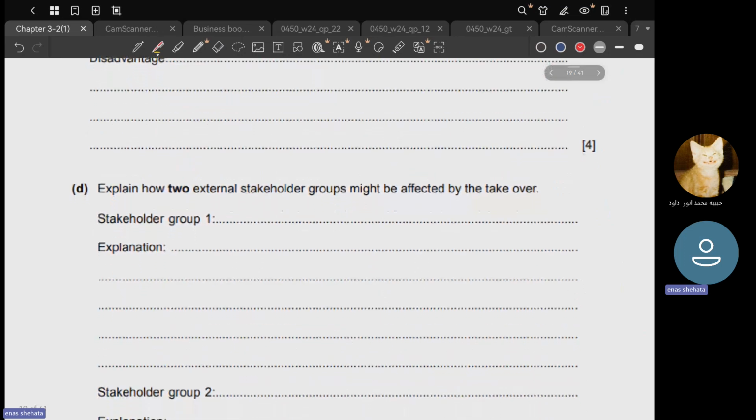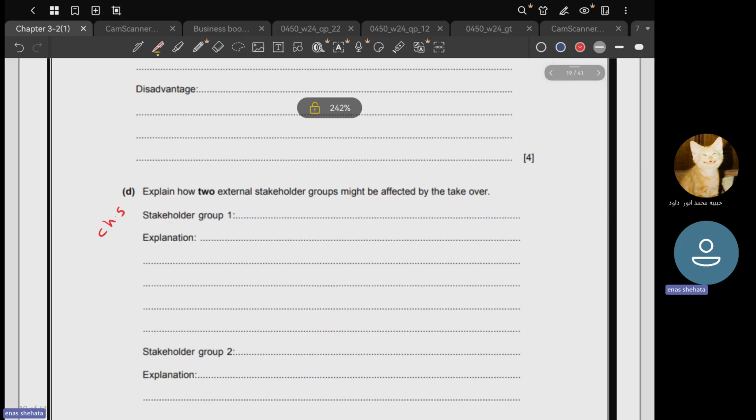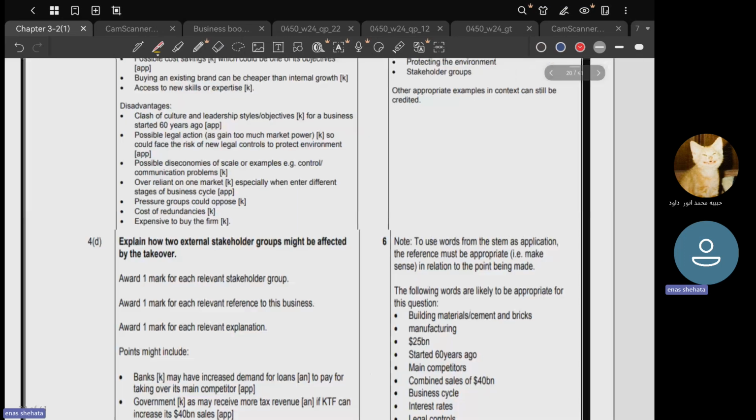Explain two external stakeholder groups that might be affected by the takeover. Actually, this is explained in chapter 5. Stakeholders are in chapter 5, not here in this chapter.